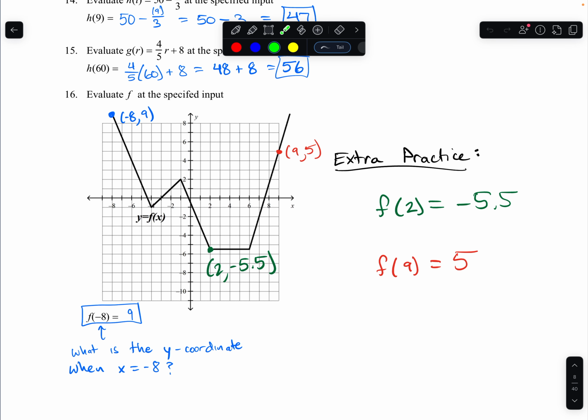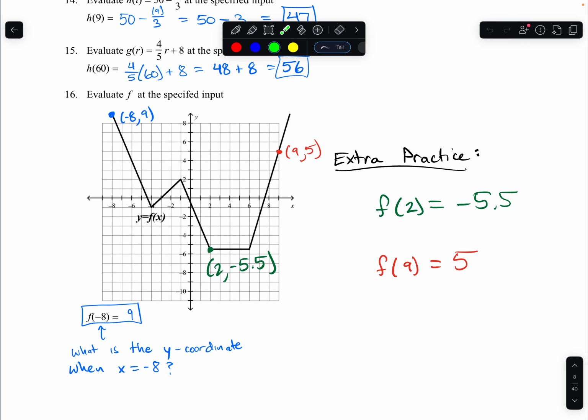Okay, so the only thing you have to do is the blue part. I got some extra practice here for you if you want. It's asking what is f of -8? So in other words, what's the output when x is -8, or what's the y-coordinate when x is -8? Well, the first thing we need to do is find the point on this graph with an x-coordinate of -8, and that would be this blue dot right here, because that's when x is -8. The y-coordinate would be 9, so that's our output.